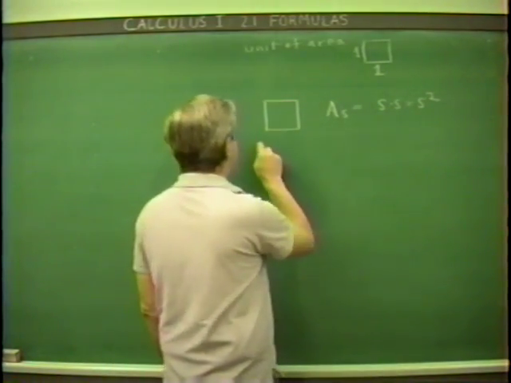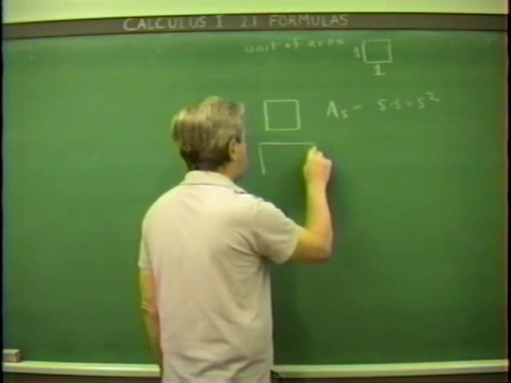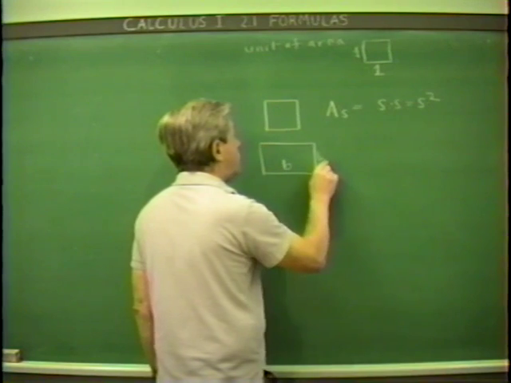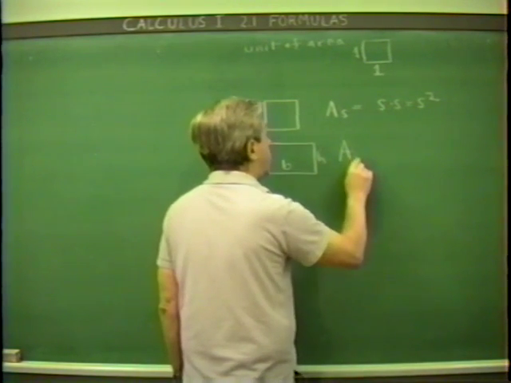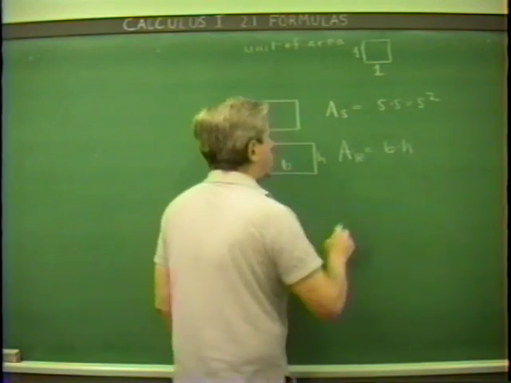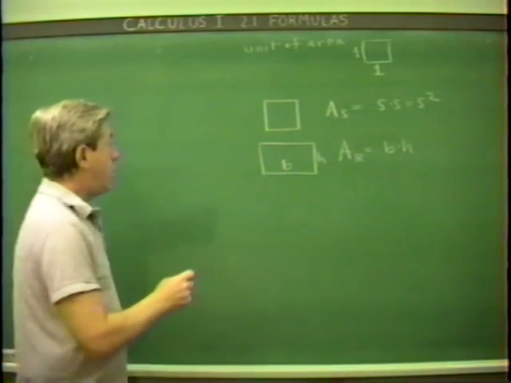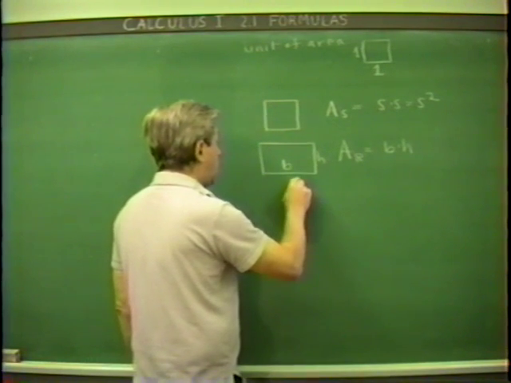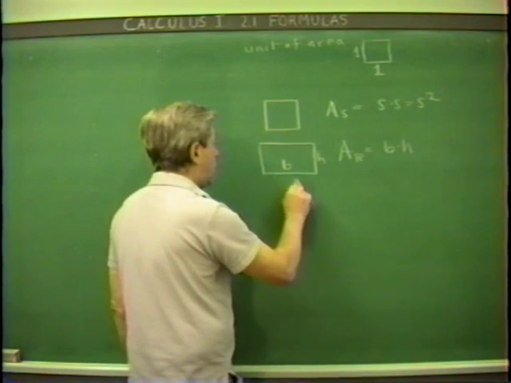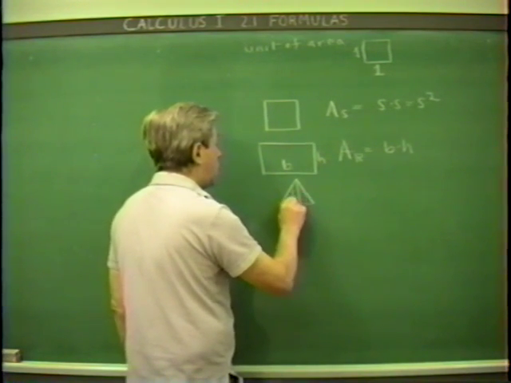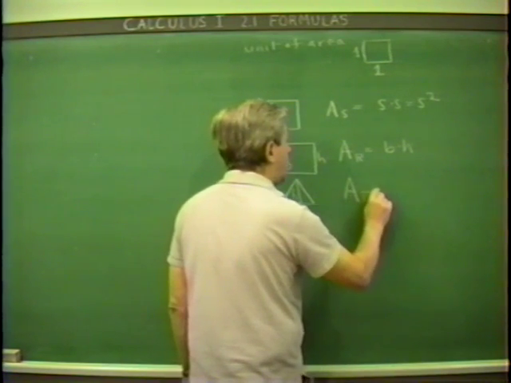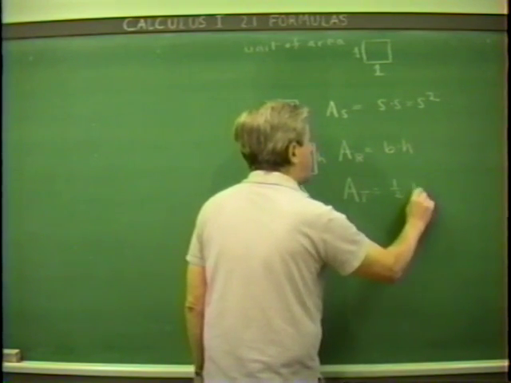For a rectangle with base B and height h, the area of the rectangle is the base times the height. The area of a triangle with base B and altitude h, the area of the triangle is 1/2 the base times the height.